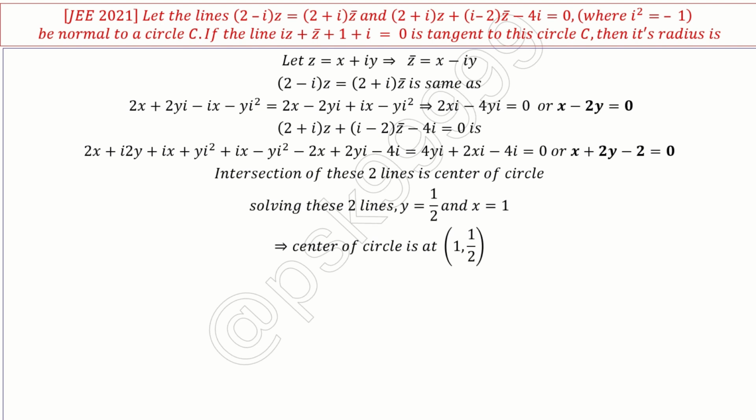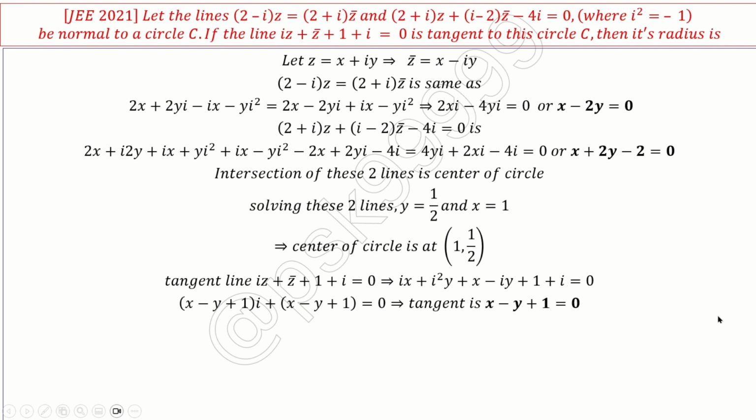Now come to the point, where is the tangent? Tangent line is iz plus z bar plus 1 plus i, which is equal to 0. If I expand it, what I will get is ix plus i square y plus x minus iy plus 1 plus i equal to 0, or I get a tangent which is x minus y plus 1 equal to 0. This is my tangent and this is my center.